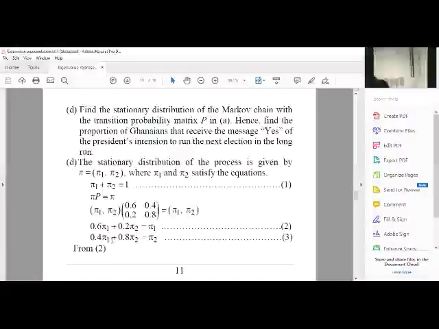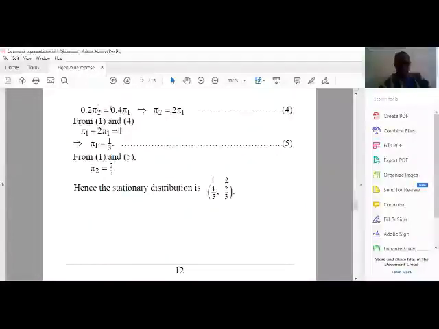Okay, yes. So when you move this one here, you move this one here, you get 0.2 pi 2. So you get 0.4 pi 1 equals 0.2 pi 2, which equals 0.4 pi 1. So it means pi 2 will be equal to 2 times pi 1. So you substitute this into equation 1, and that will give you pi 1. And from equation 5, you can also get your pi 2.